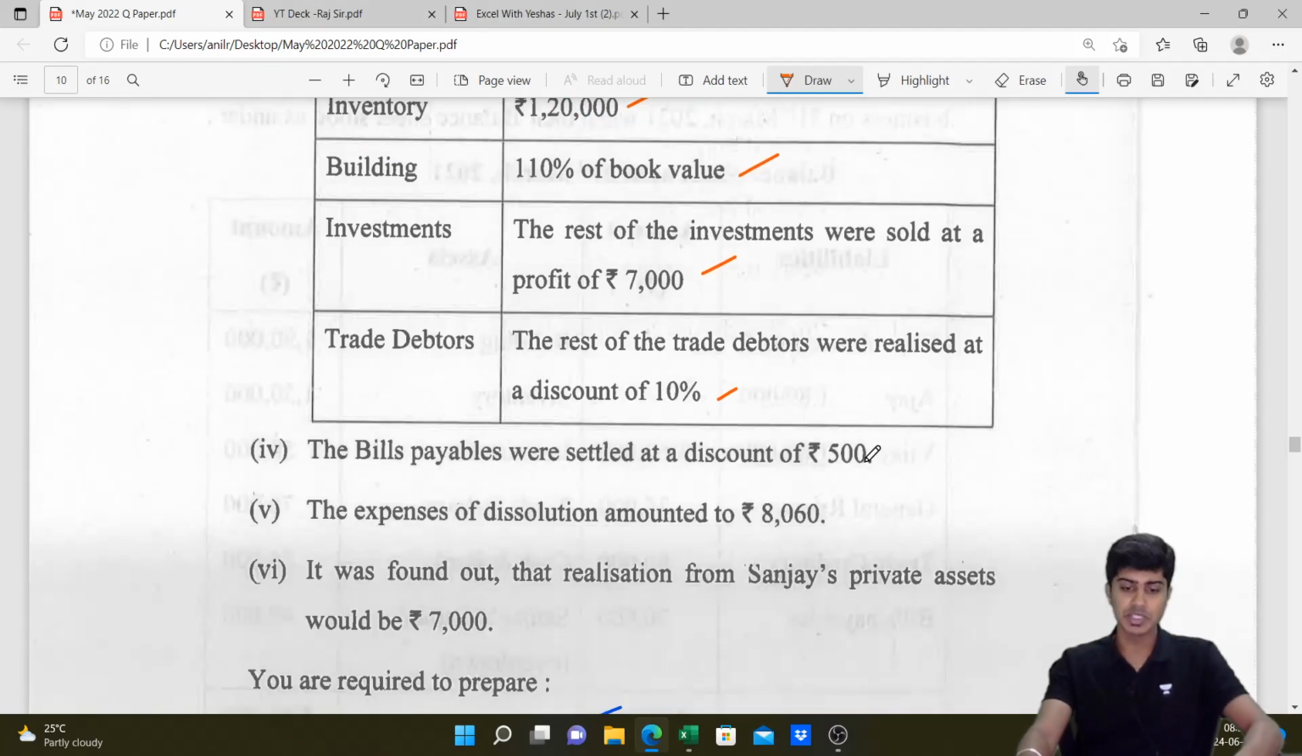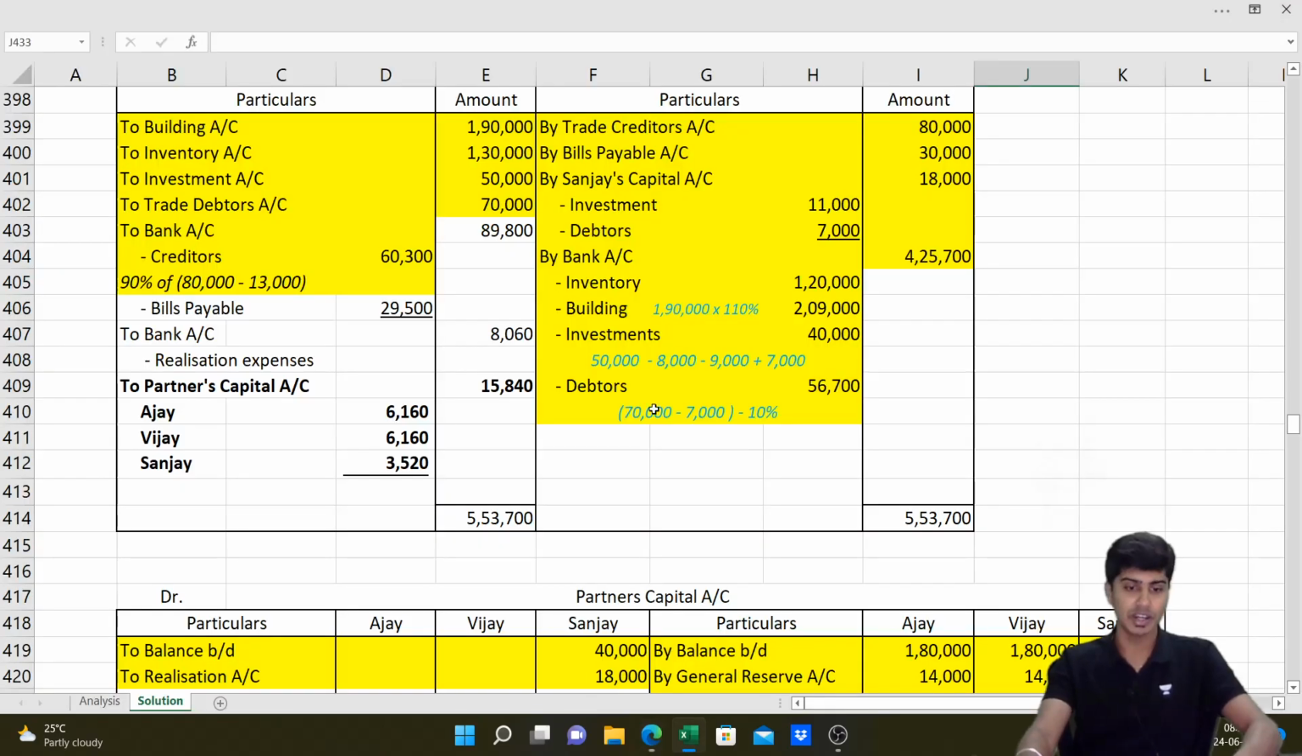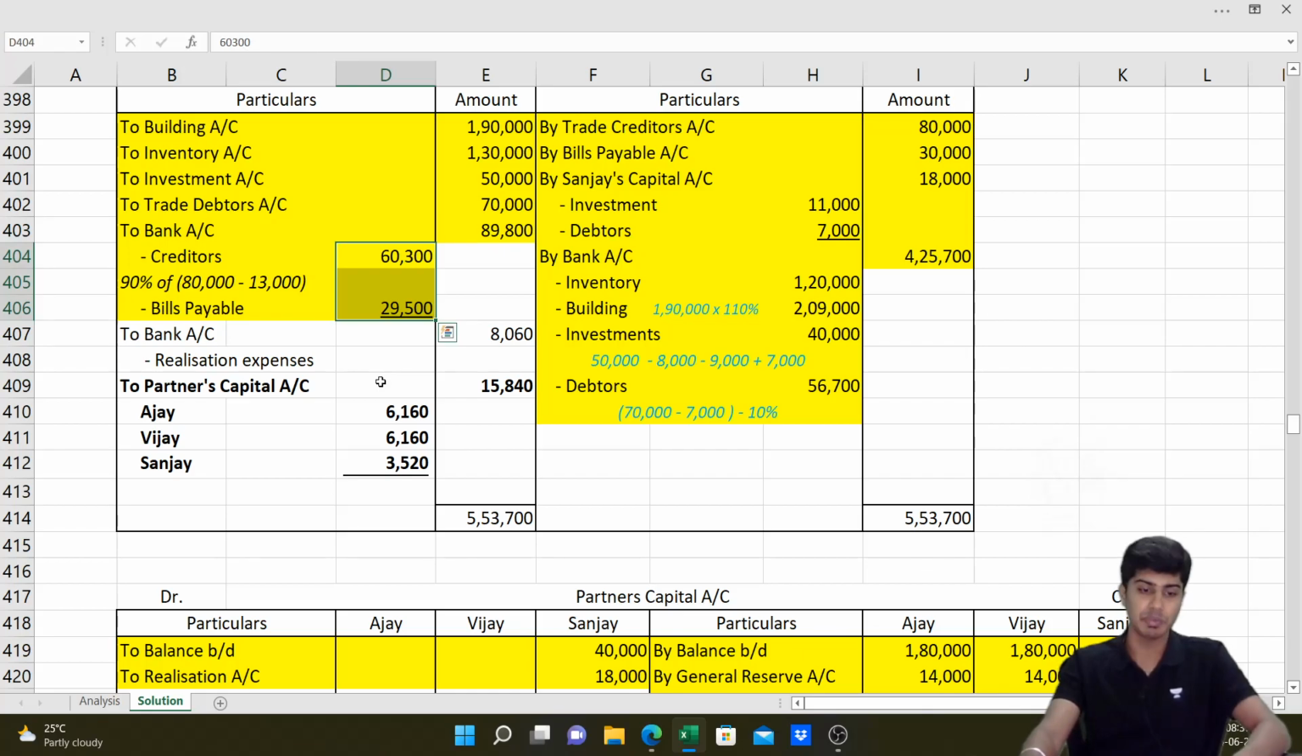Bills payable are to be settled at a discount of 500. How much is bills payable? 30,000. We pay 500 rupees less, so we pay 29,500. Got it? We pay 500 rupees less, so 29,500. Together it comes to 89,800. That is 6,300 paid to creditors and 29,500 paid to bills payable.